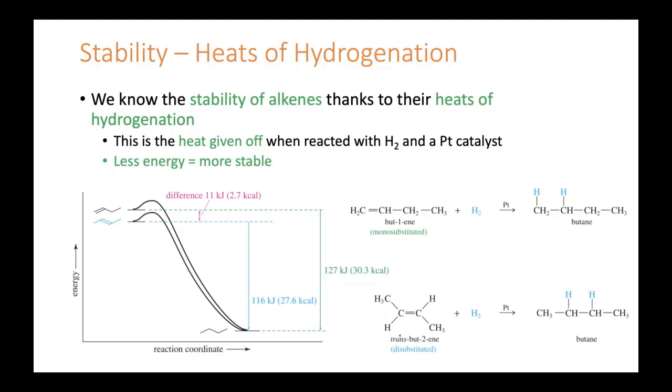So this is just the reaction. I don't think you'll need to know the reaction coordinate diagrams, but it just helps to kind of see it. So we can see that this is a monosubstituted alkene, and it's higher energy than a disubstituted alkene. And because of that, the disubstituted gives off less energy than the monosubstituted.